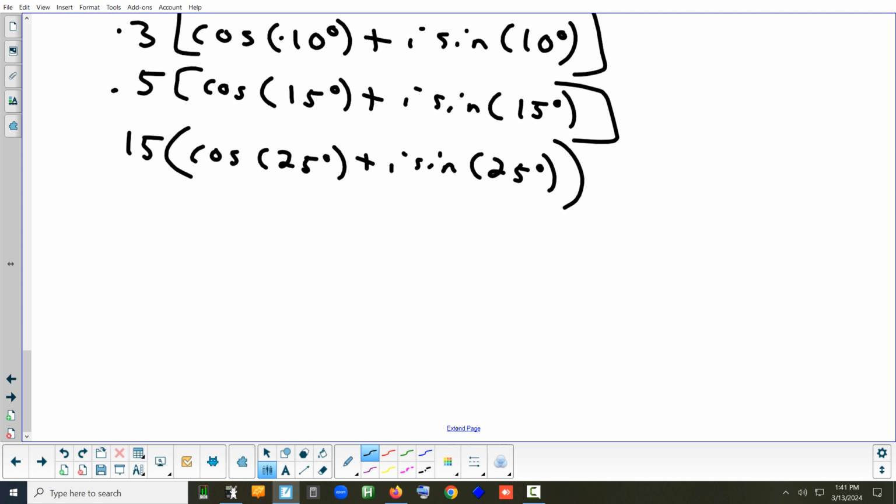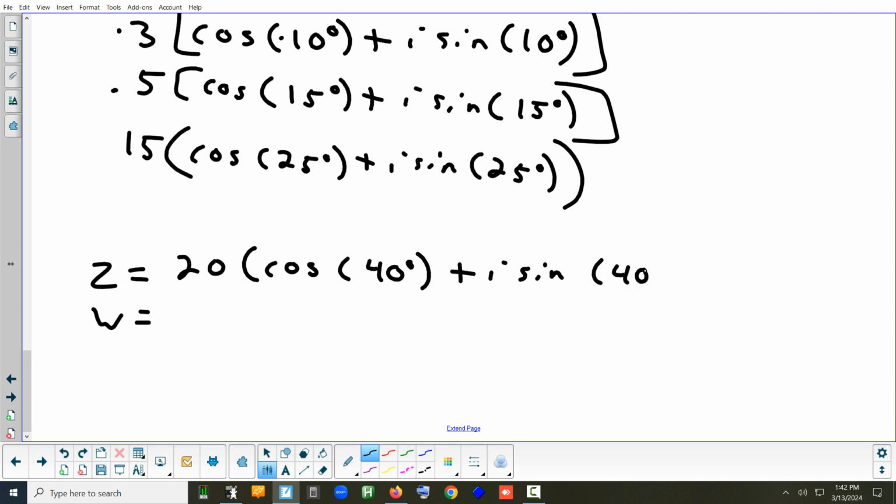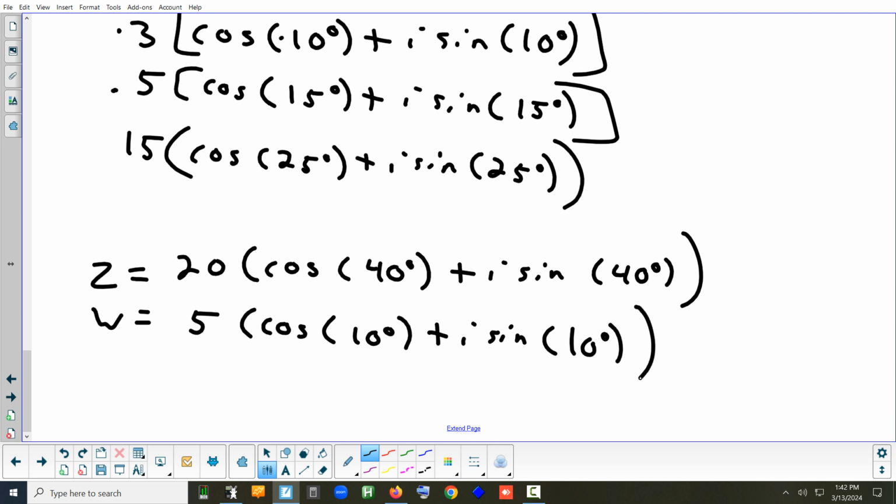Now, what if I had a complex number 20 cosine 40 plus i sine 40, and 5 cosine 10 plus i sine 10. Well, if I want to multiply them, you tell me. If I multiply these together, what would my new radius be? 100, and my new angle? 50, done. No foiling, no i squared, it all disappears.